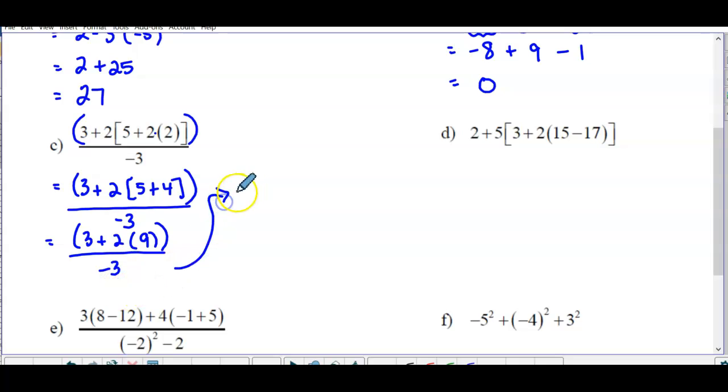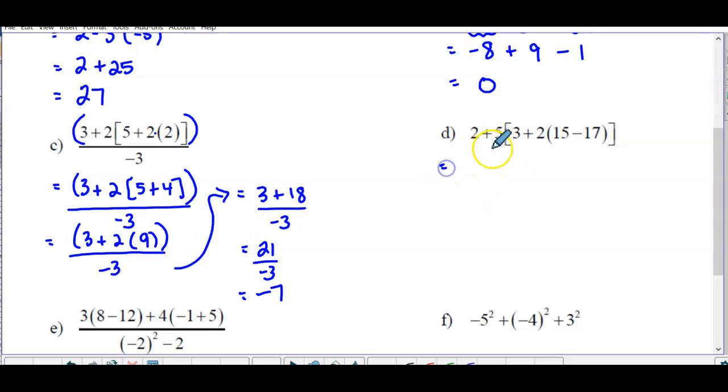And then that's going to be 3 plus 18 over negative 3. And again, add this first before dividing. You could divide both of them by negative 3, but sometimes students forget to do it to the 18. So it's best to add them together. That'll be 21 over negative 3, which is negative 7.